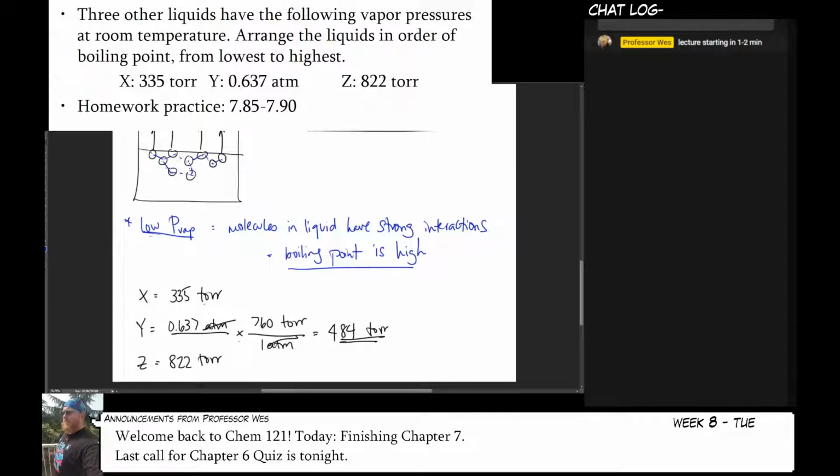I don't know why I have two different looking 4s here, but it bugs me, so I'm going to just fix that. All right, so let's sort these from highest boiling point to lowest boiling point. Well, the lower the vapor pressure, the higher the boiling point. So this would be the highest boiling point. I had to heat that one up the most. And then this right here, that's a very high vapor pressure, so it must have the lowest boiling point.